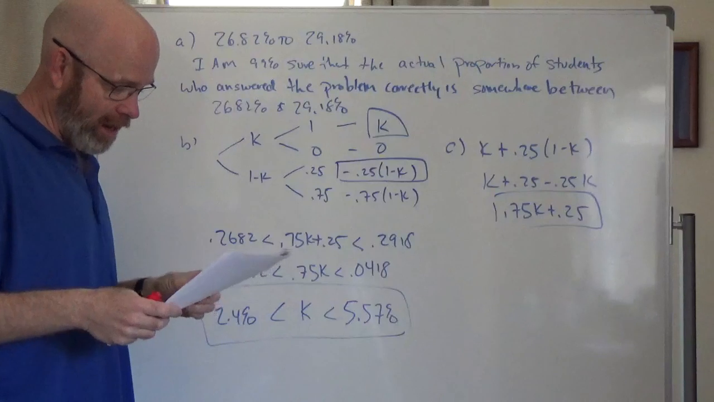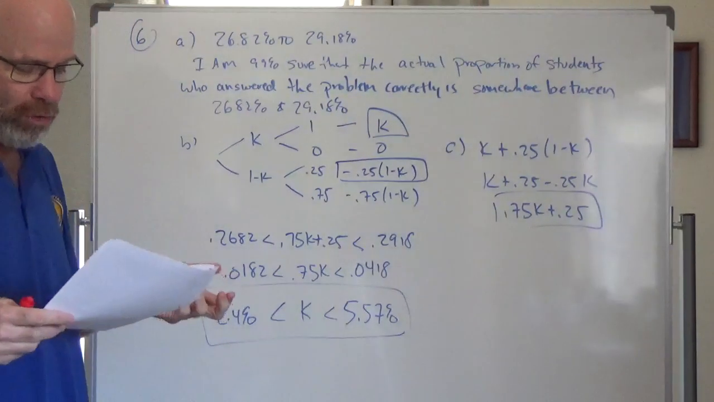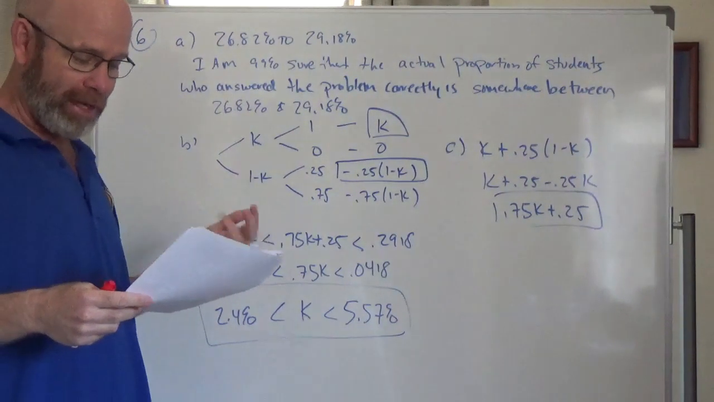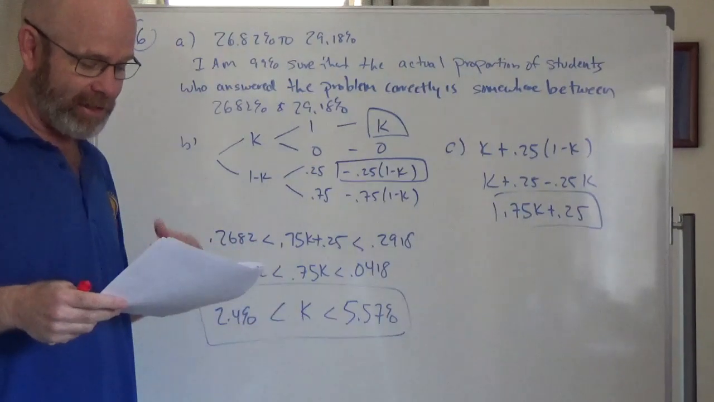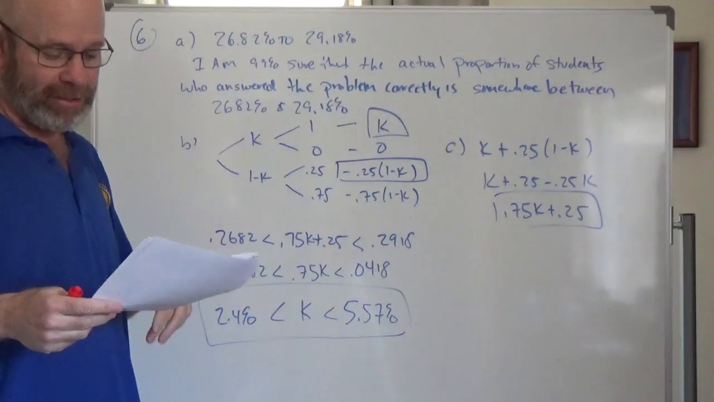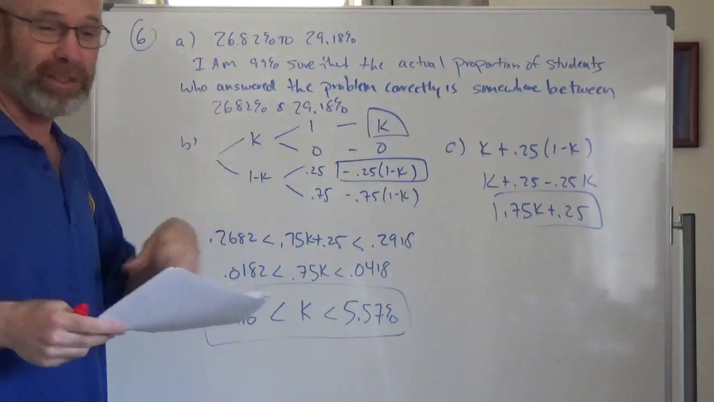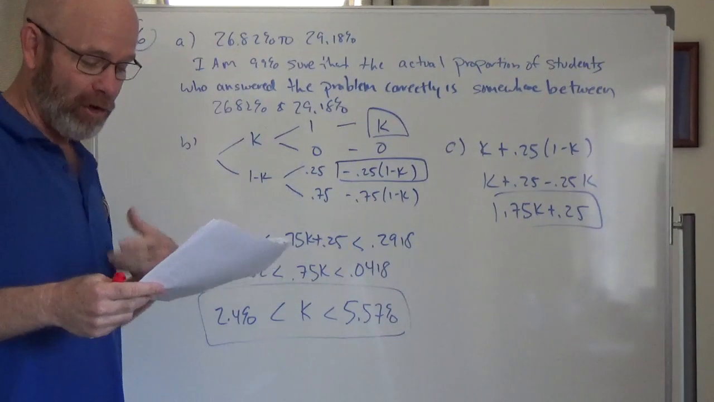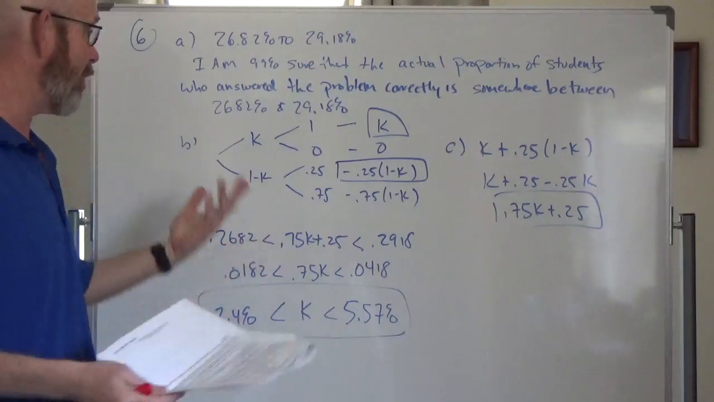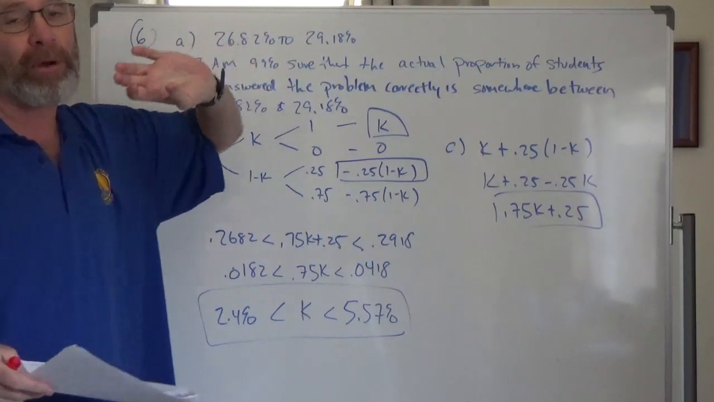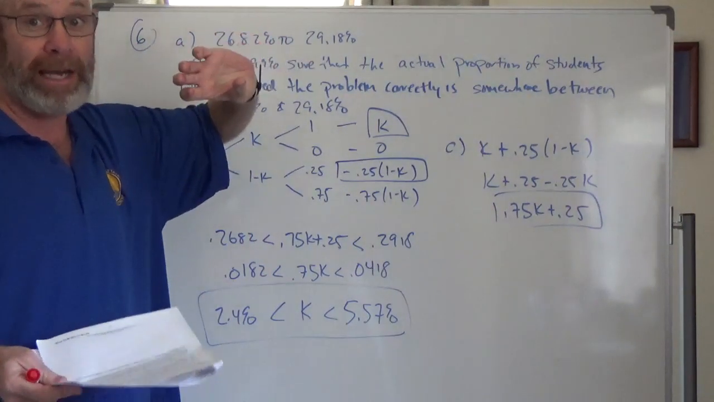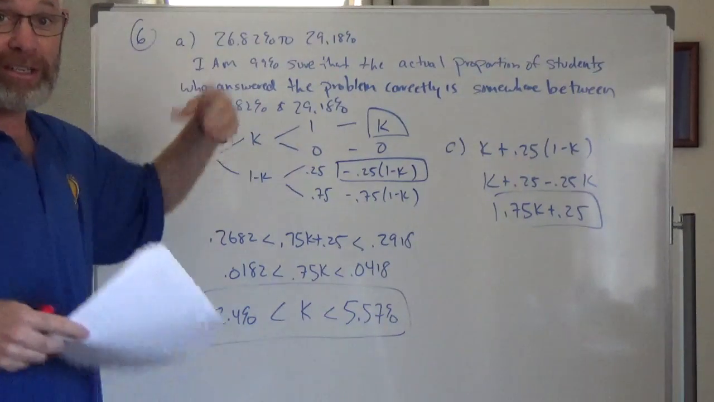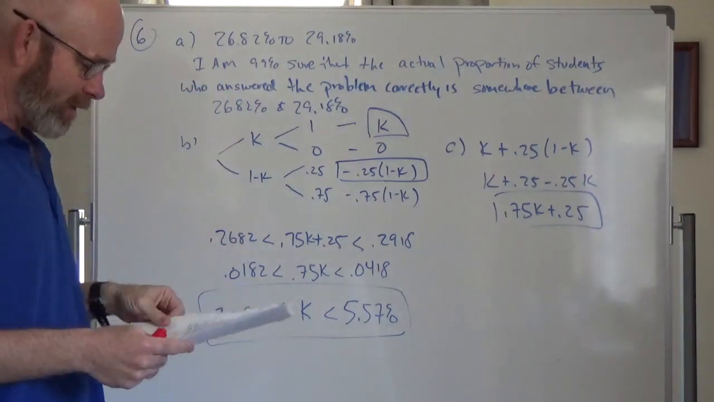Then they said, assume that the students who know the correct answer have a 100% chance of getting it right, and everyone else is just guessing. So like there's no logic to anything. And then it says, let K represent the proportion of all students who actually know the answer. So if you go back to the 28%, most of them did not know the answer, they just guessed. So now they're trying to figure out how that works out.